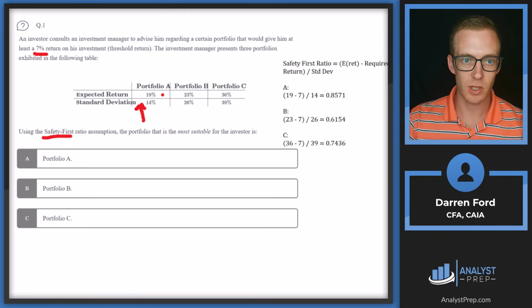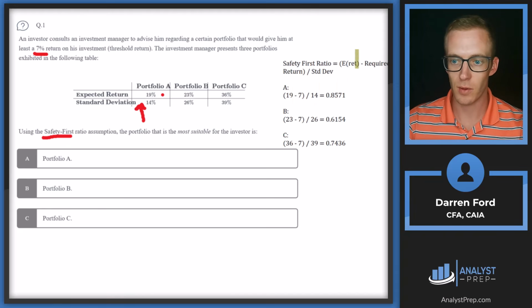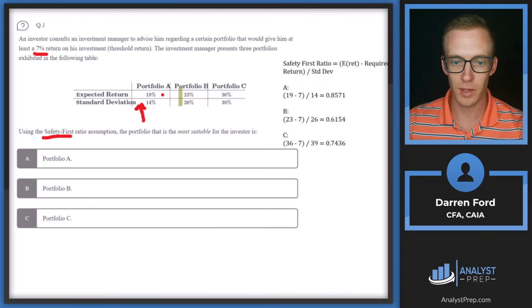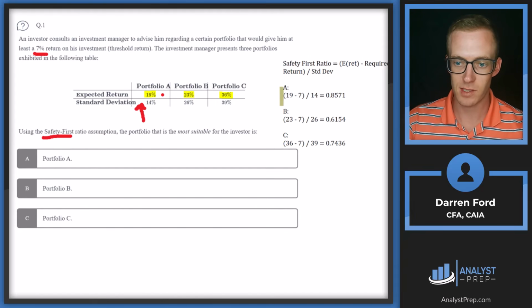So here's what those calculations look like. Safety first ratio, again, expected return of the portfolio. So for A, that's 19. For B, that's 23, and C, that's 36. And we can see those plugged in right there. And then all are going to have that same required return of 7%, which is that given threshold up here. And then we'll divide by the standard deviation. So we've got 14 for A, 26 for B, and 39 for C. And that gives us these 3 numbers here, and we can see that A is the highest, so that's going to be our answer. Answer A, portfolio A.